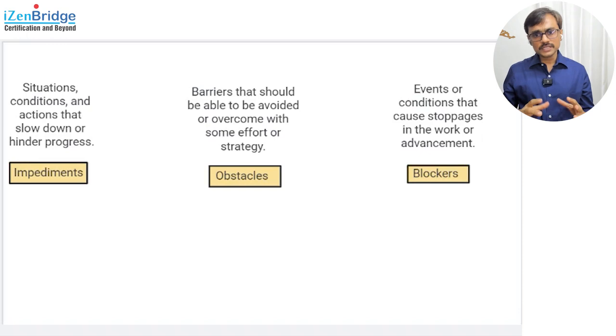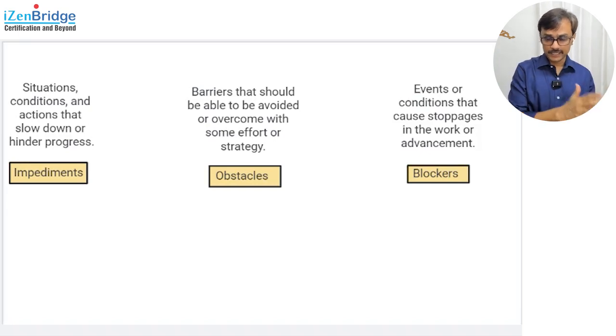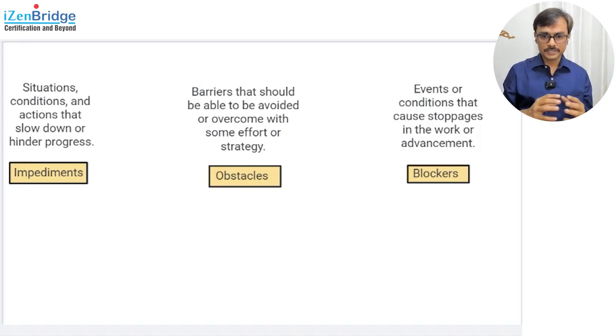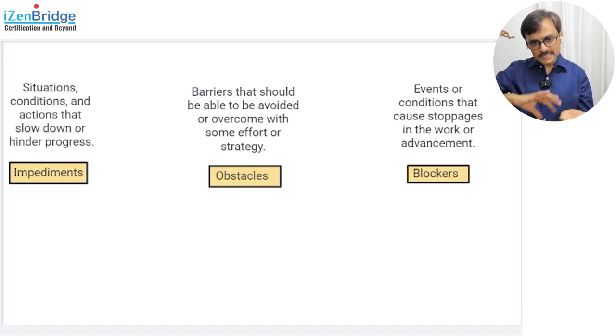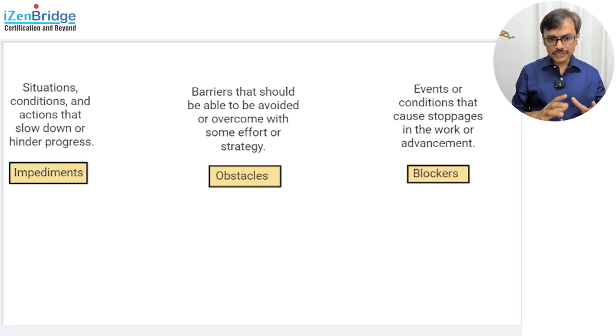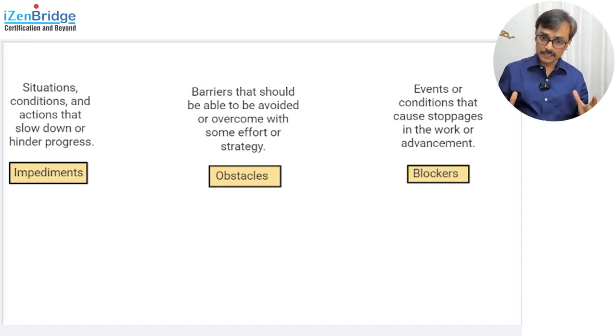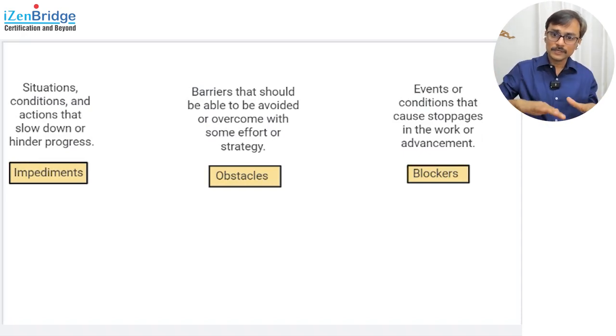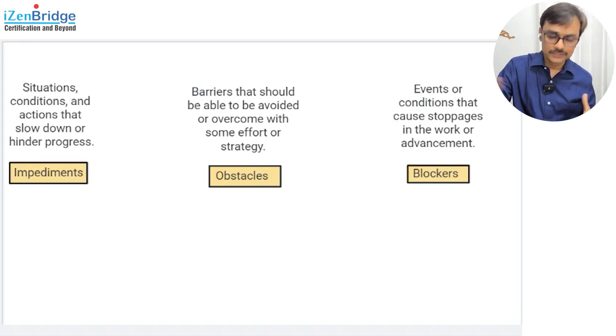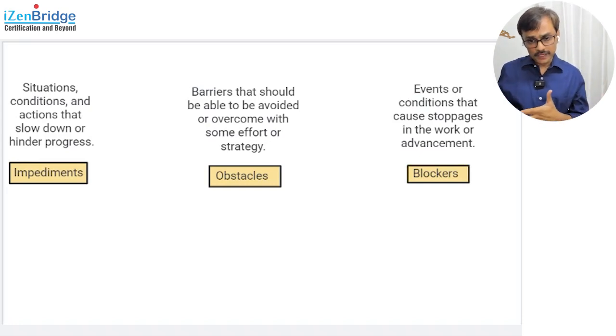Now in the task you see three terms: impediments, obstacles, and blockers. These three terms can be understood separately, and there is a definition for each, but for practical purposes as well as exam purposes, they are used more or less as synonyms of each other. So in general, whenever the word impediment comes, you can think of it as a blocker type of impediment, which is blocking us from moving forward.